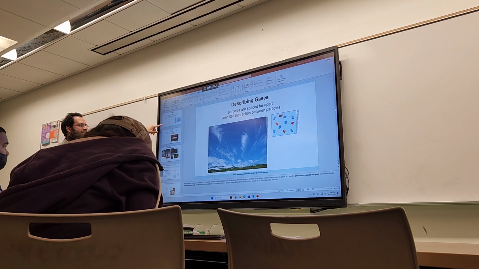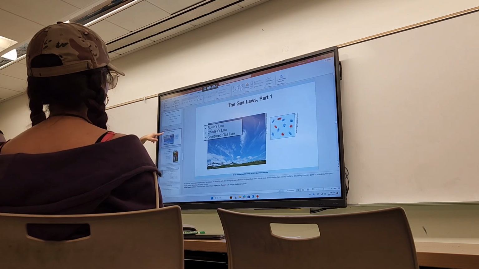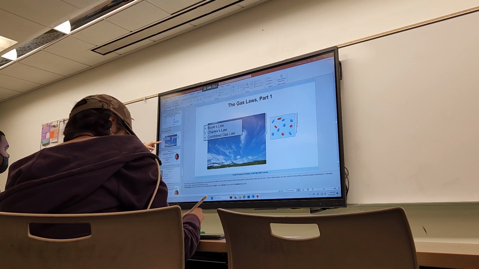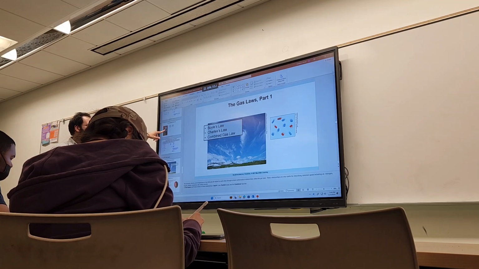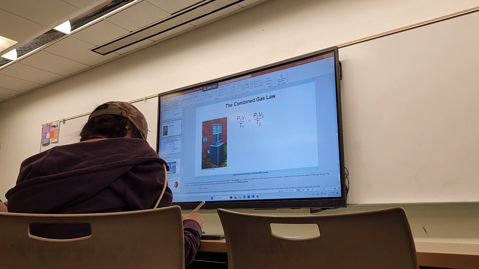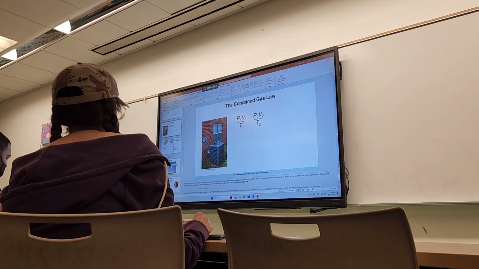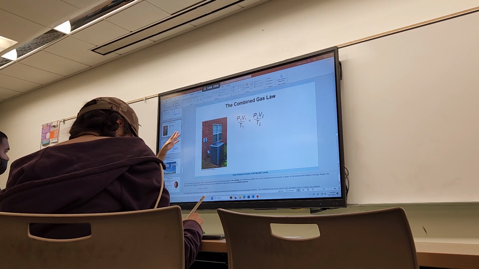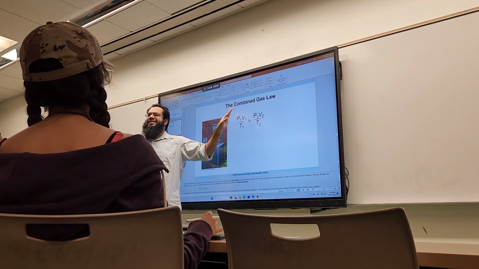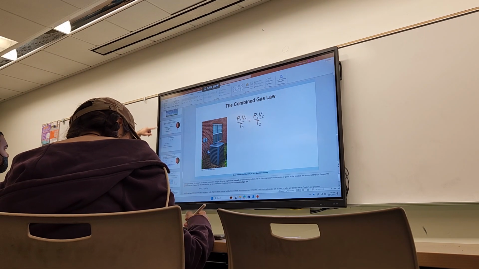Then we talked about gases, right? And we got into our gas laws. The two gas laws you would need to know are going to be your combined gas law, right? P1 V1 over T1 equals P2 V2 over T2. Please make sure your temperature is in Kelvin. In this case, pressure and volume have to be consistent. They don't have to be specific units. They just have to be the same. Okay, this is your combined gas law.